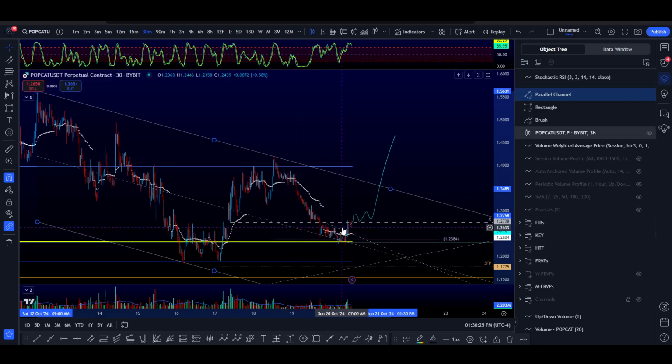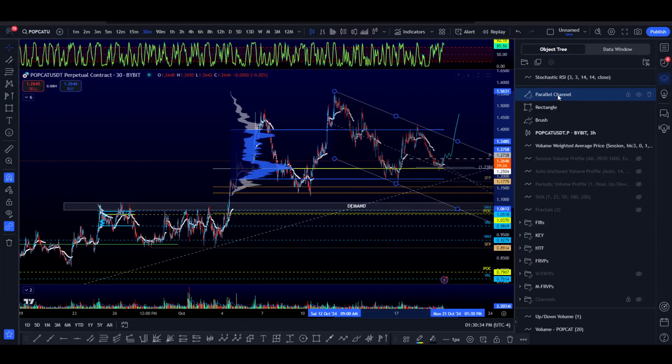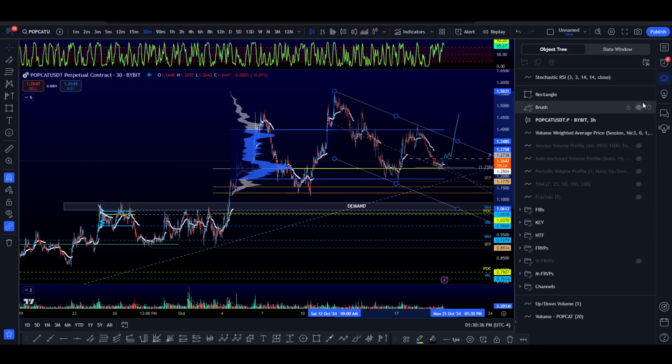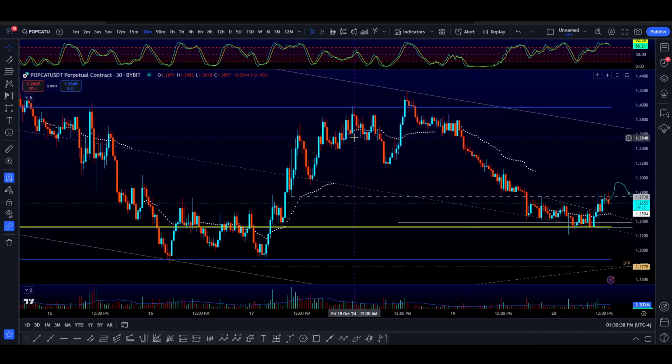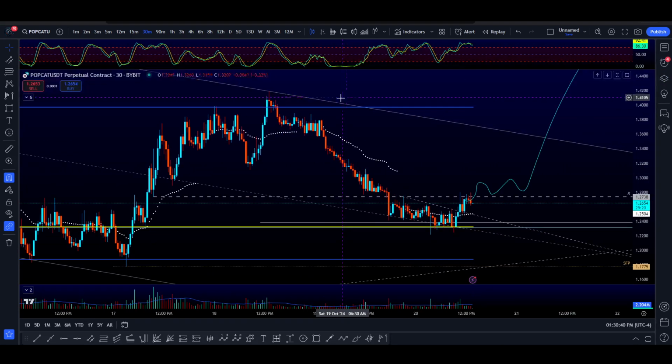So we'll see if this holds up, at least trading up to the value area high or the top of the channel. Go ahead and put this in here. Yeah, and that's pretty much it with POPCAT. Very straightforward, nothing too crazy. Very bullish chart. Decent area to long, targeting the top of the channel.